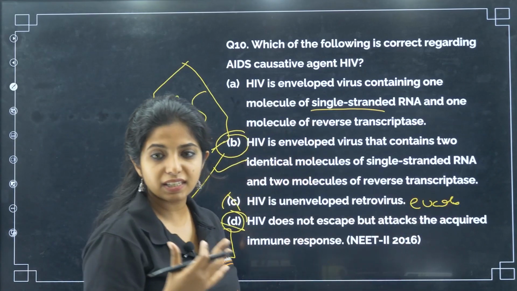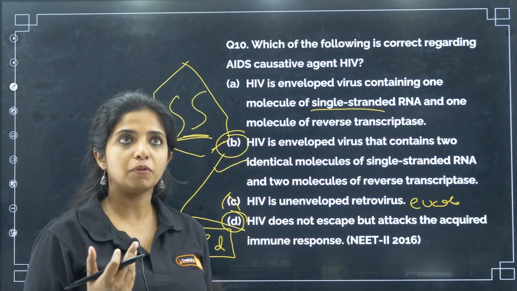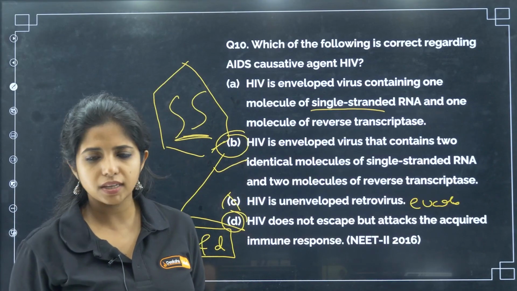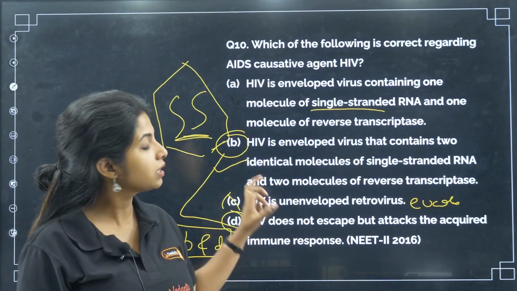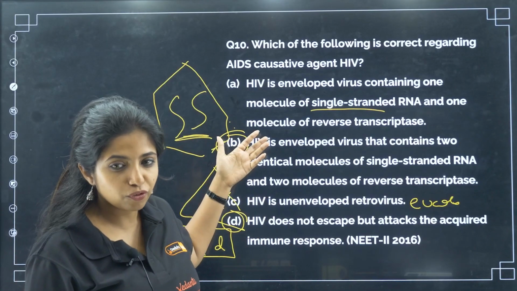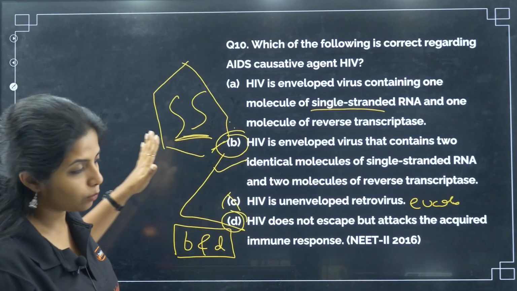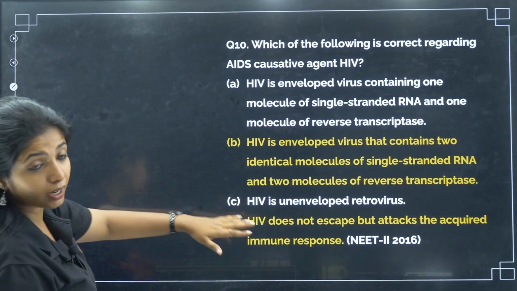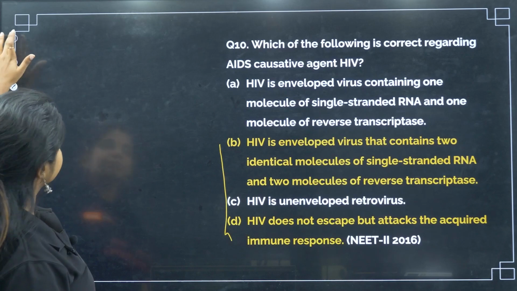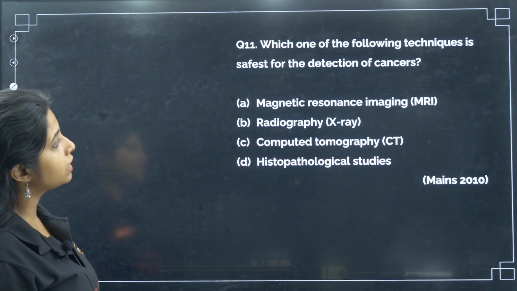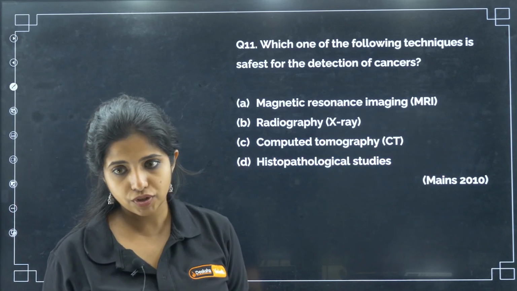Yeah, it evades, it gets inside and basically damages the T lymphocytes and macrophages and all those things. But yeah, both of them would be correct. B and D would be equally correct. I'll say this one has more preference, so please go for it. It does not escape, actually it does not escape. So yeah.